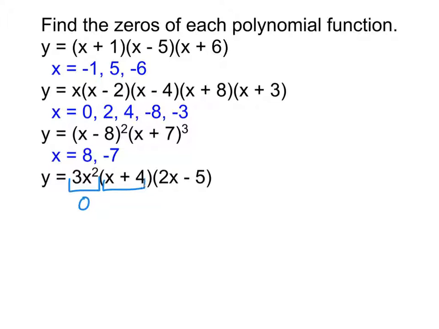We say what plus 4 equals 0. That gives us -4. And then 2x minus 5, what makes that equal 0? Well, that one's not 5 though, is it? Because we're actually having to figure out what makes 2x minus 5 equals 0.